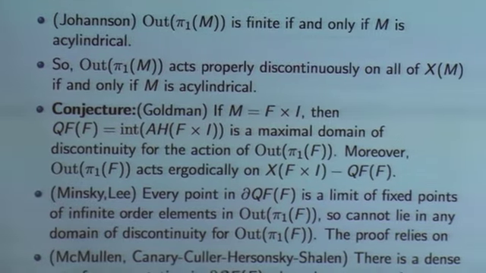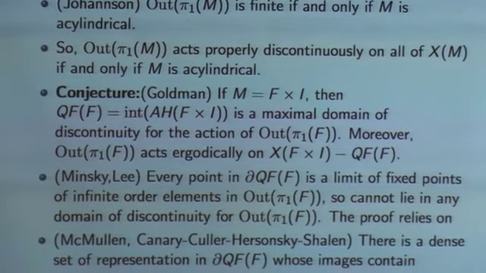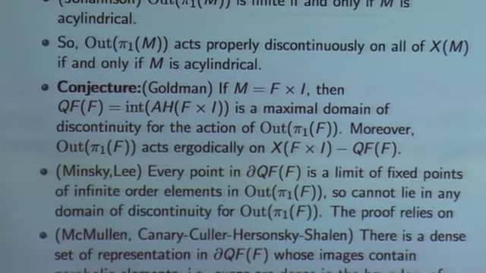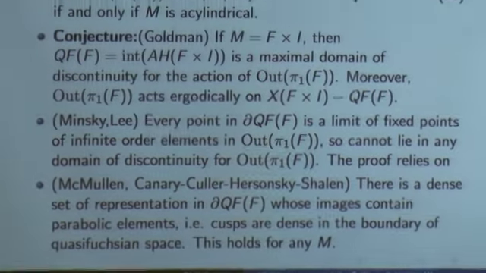So in particular, if the group's finite, it acts properly discontinuously. That's one extreme. It acts properly discontinuously on anything it acts on, so in particular on the character variety. So that's one not so interesting extreme.